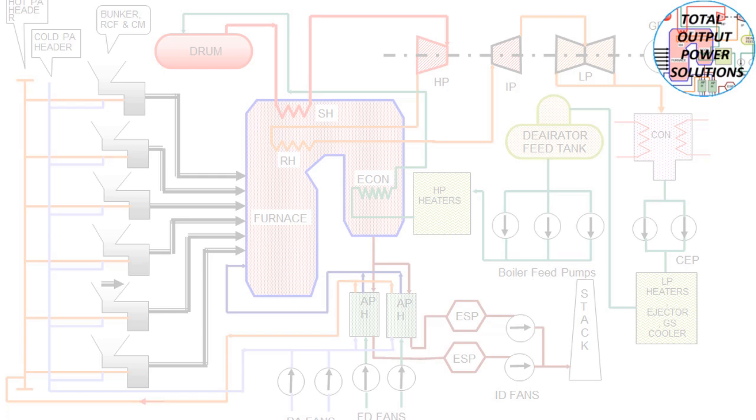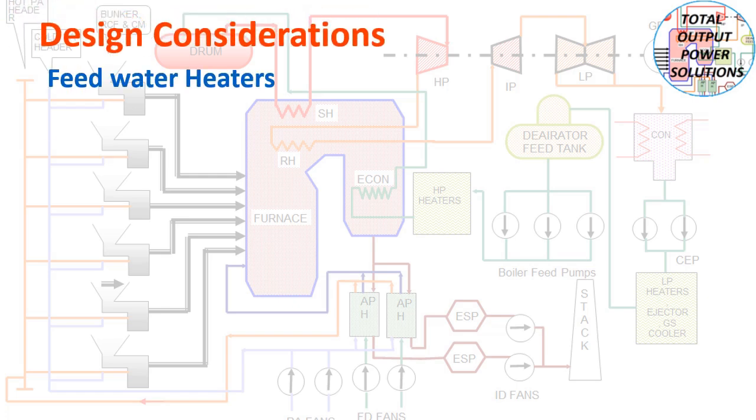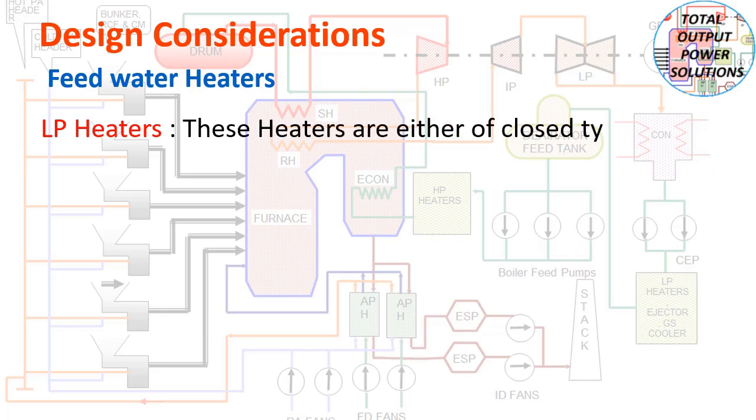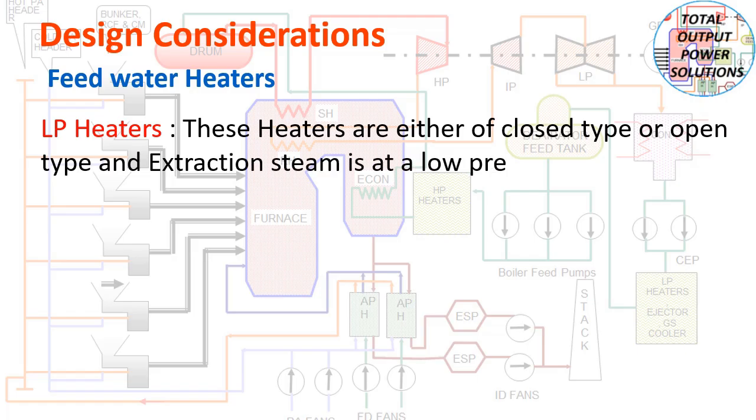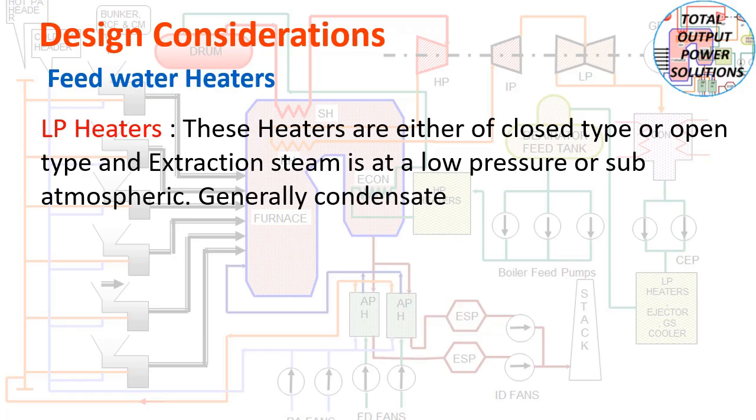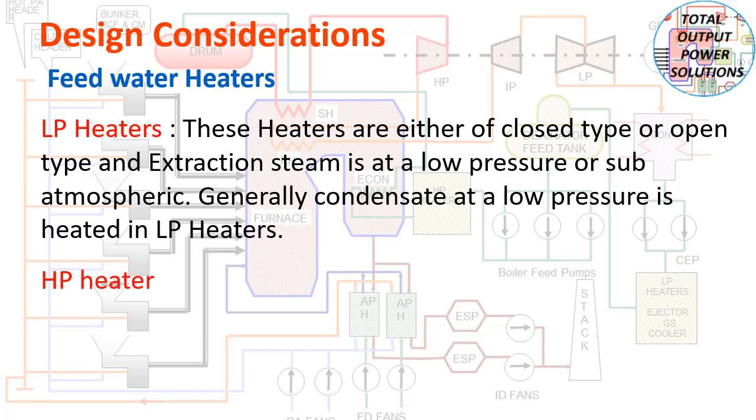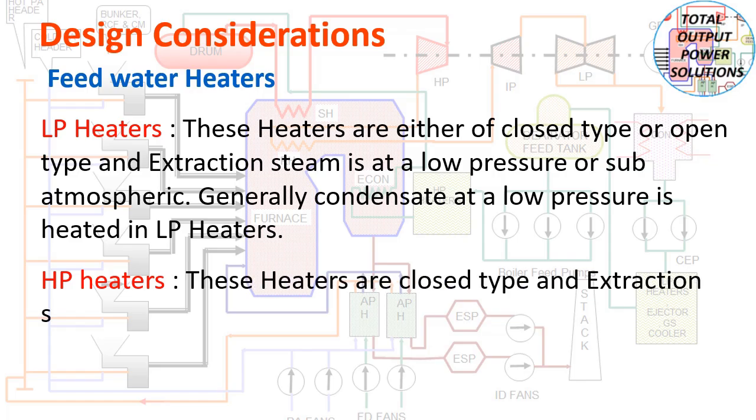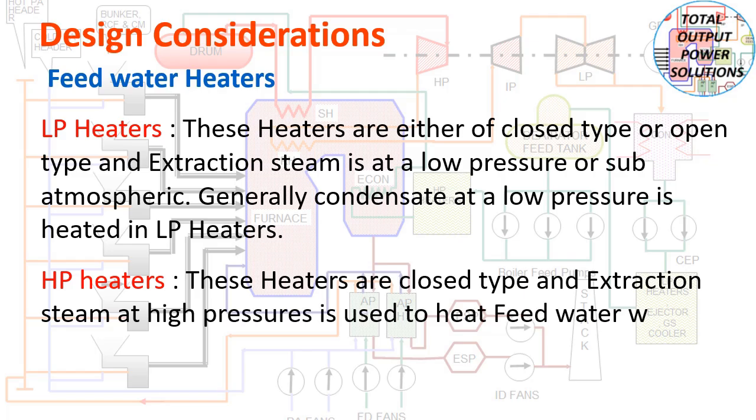Design considerations: LP heaters. These heaters are either closed type or open type, and use extraction steam at a low pressure or subatmospheric pressure. Generally, condensate at a low pressure is heated in LP heaters. HP heaters. These heaters are closed type, and extraction steam at a higher pressure is used to heat feed water at a very high pressure.